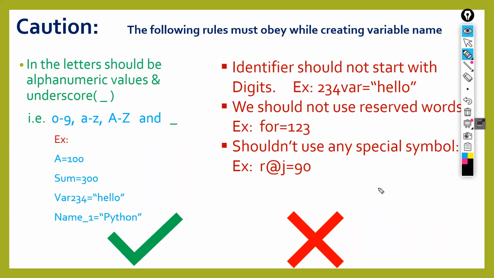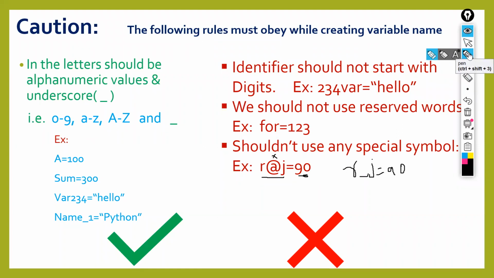And as I said, except underscore, no special symbol can be used in the identifier name. That is, at the rate is a special symbol. If I want to assign 90 value, I can write R underscore J equal to 90. But here there is a special symbol, so Python will give you an error. So we cannot execute the program.